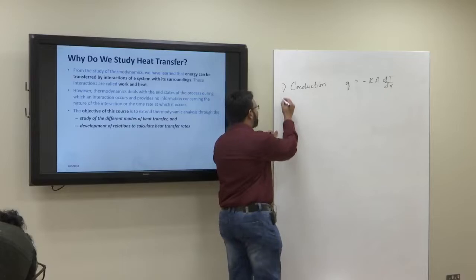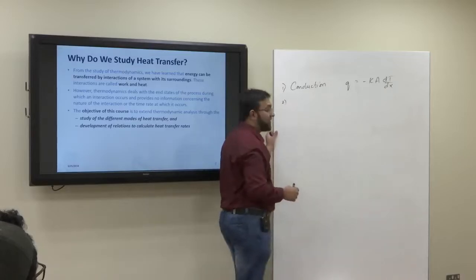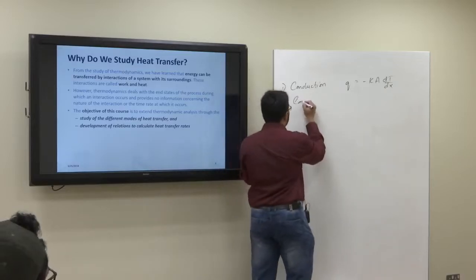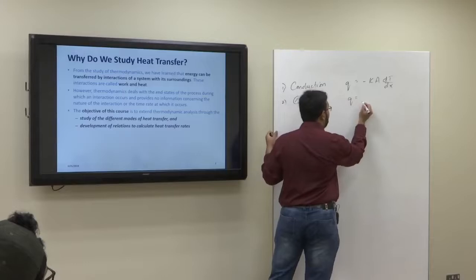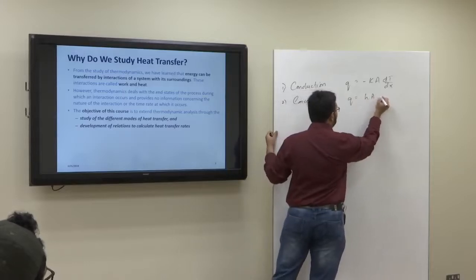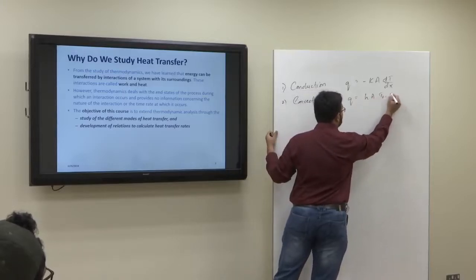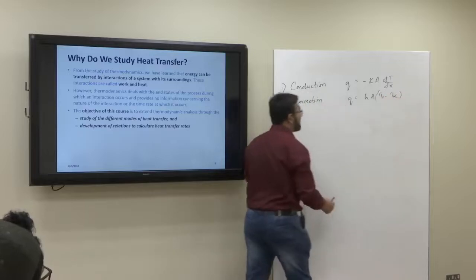Then the second was convection. Convection was governed by Newton's law of cooling, and what was that? Q is equal to h A (Ts minus T infinity), right?